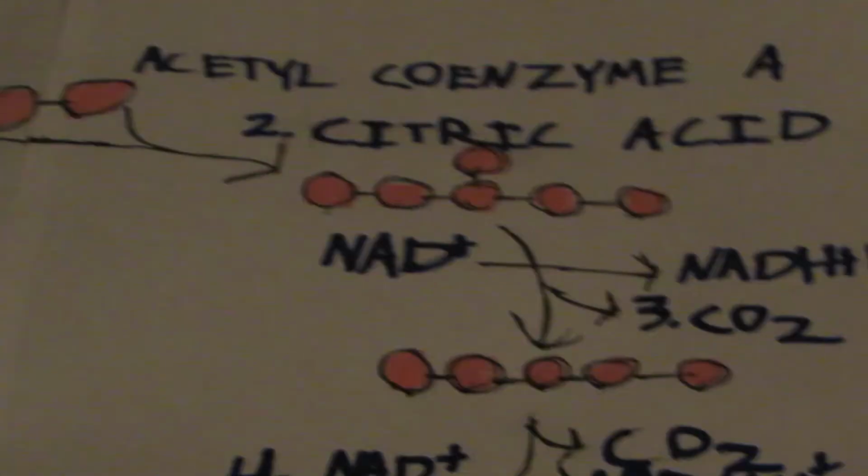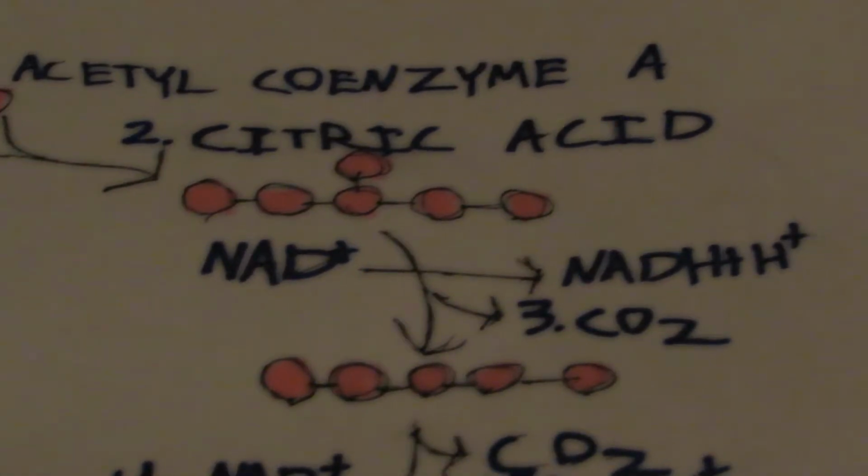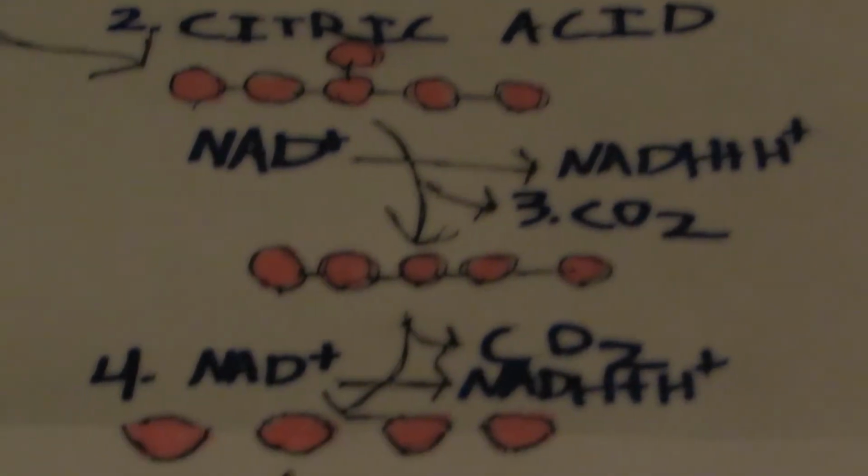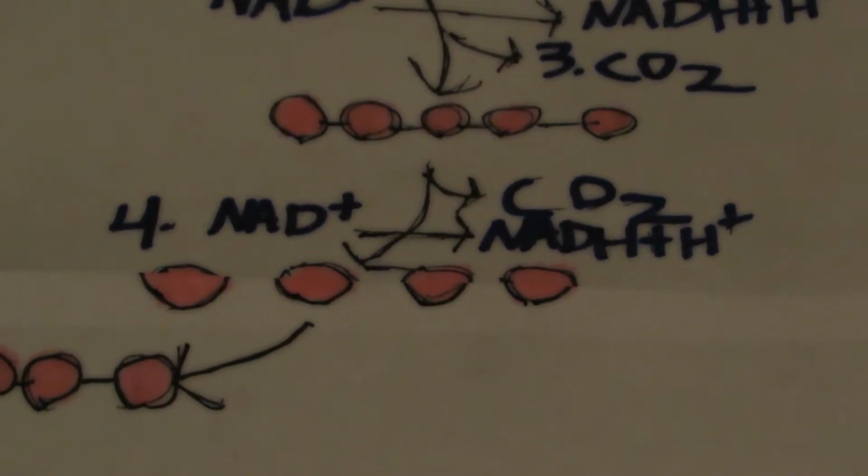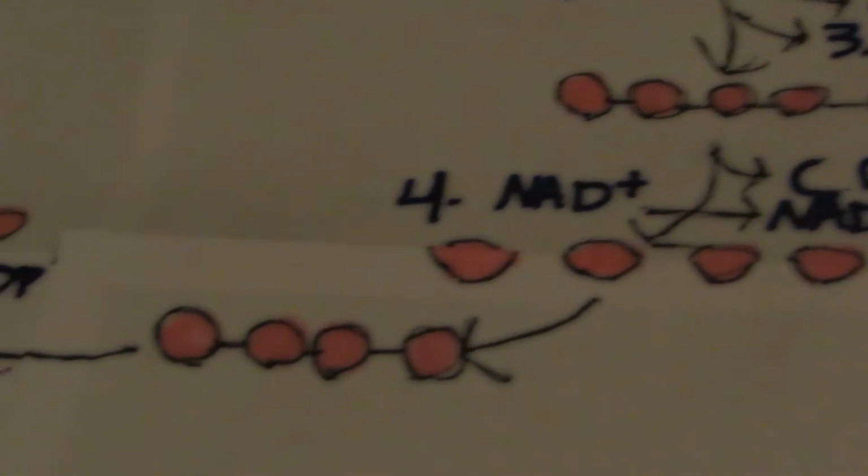It starts when acetyl coenzyme A combines with the 4-carbon molecule oxaloacetate acid to create a 6-carbon molecule. This 6-carbon molecule is citric acid, hence the name citric acid cycle. The citric acid is oxidized by NAD+, and the NAD+ is reduced to NADH plus protons. In this process, a carbon molecule is released, which turns the 6-carbon citric acid into a 5-carbon molecule.